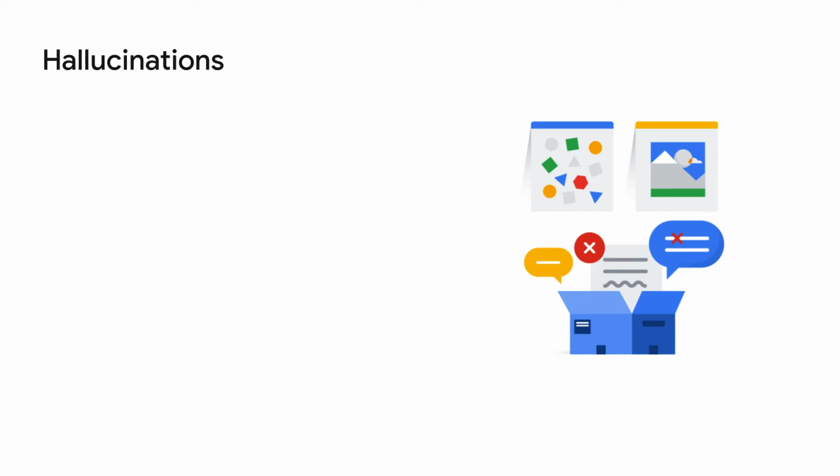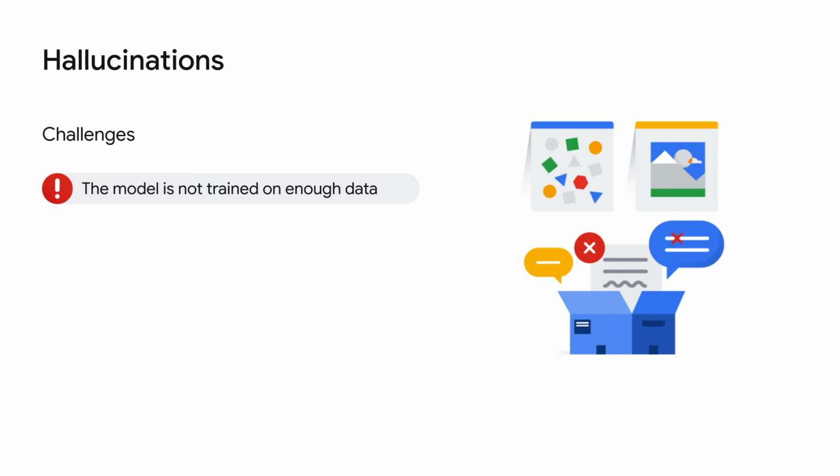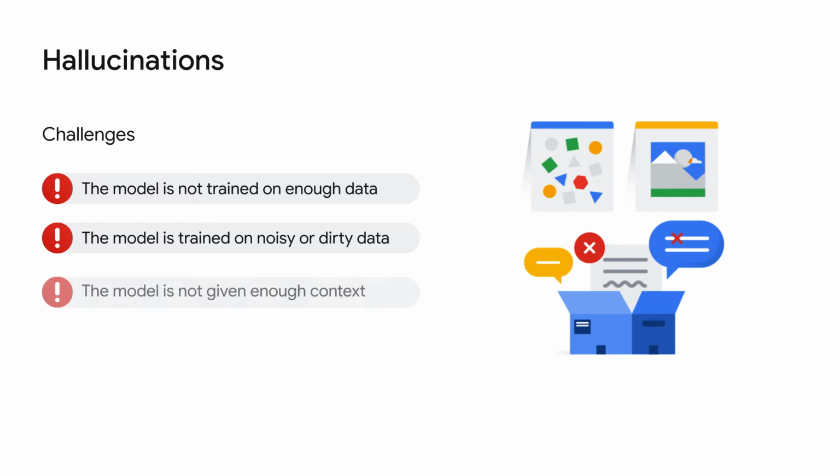Hallucinations can be caused by a number of factors, including the model is not trained on enough data, the model is trained on noisy or dirty data, the model is not given enough context, or the model is not given enough constraints. Hallucinations can be a problem for LLMs because they can make the output text difficult to understand. They can also make the model more likely to generate incorrect or misleading information. But we will see in the prompt engineering section that there are things we can do to minimize this problem.